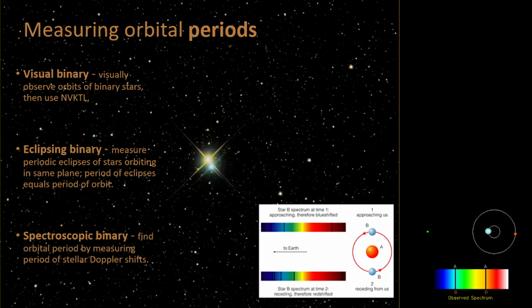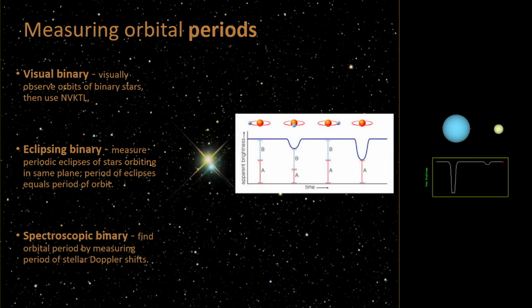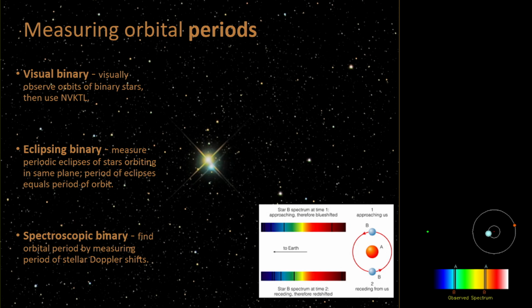Picture yourself on the little green dot there. That's supposed to be Earth. And the point is, again, you see those spectral lines shifting. They're going to kind of do like this over time. We just have to measure how long that takes for those lines to shift, and that tells us how long it takes the stars to orbit.